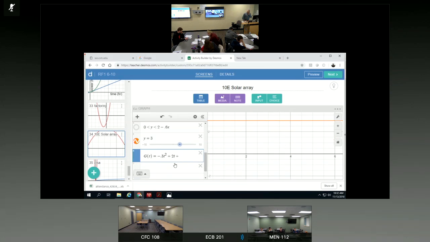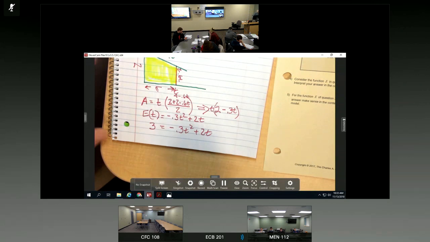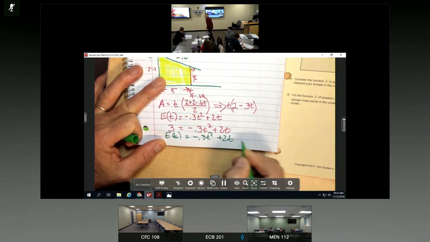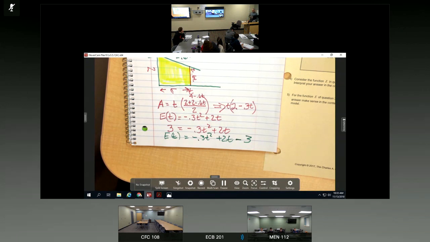The other thing we could have done is put the 3 in here, and when we did, oops, it was -3, sorry. When we did, it would tell us where we crossed the x-axis. In other words, we could have shifted our graph down 3 and still gotten the same correct answers, 2.279 hours, 4.387 hours. Either way, we would get the same answer. Either substituting in for 3 or taking our original equation, E of t equals -0.3t squared plus 2t, and then move the graph down 3, and that'll give us the roots.